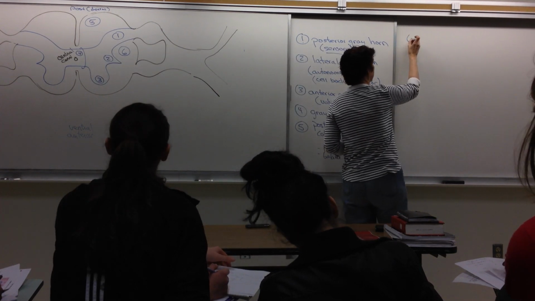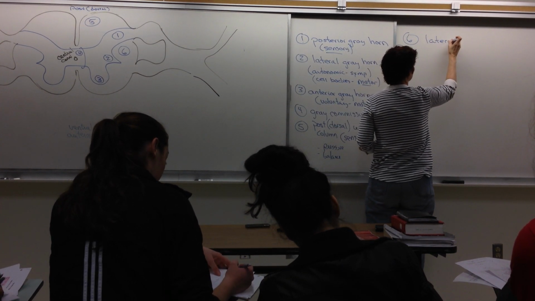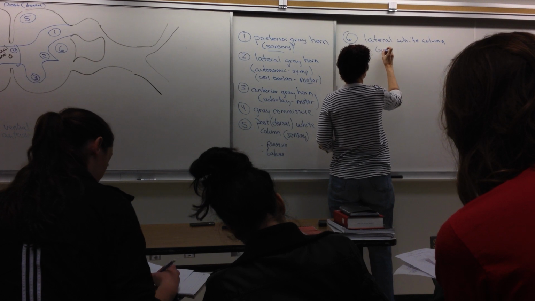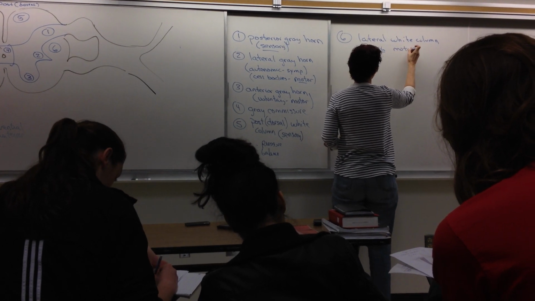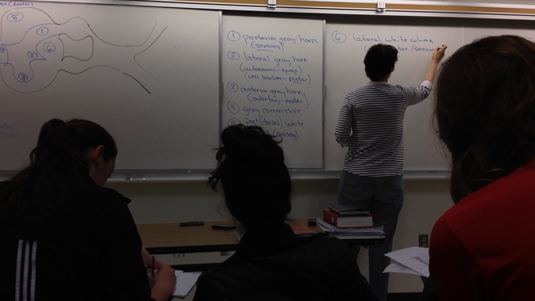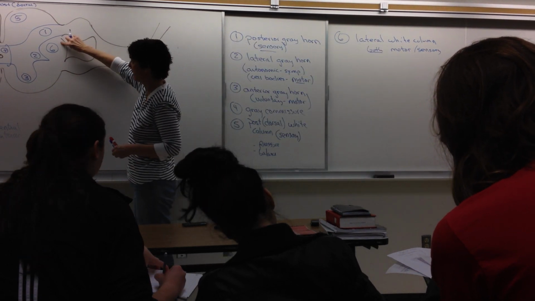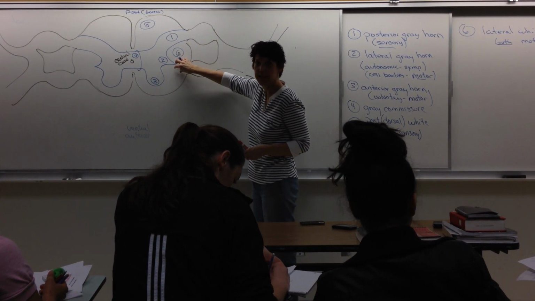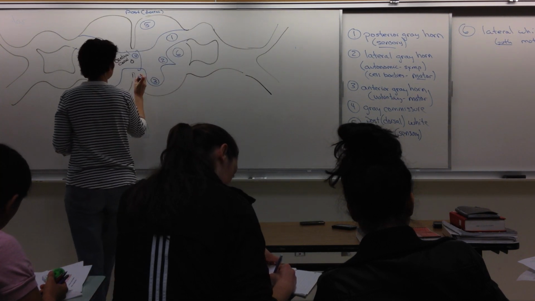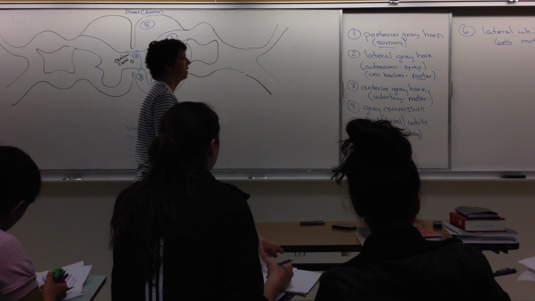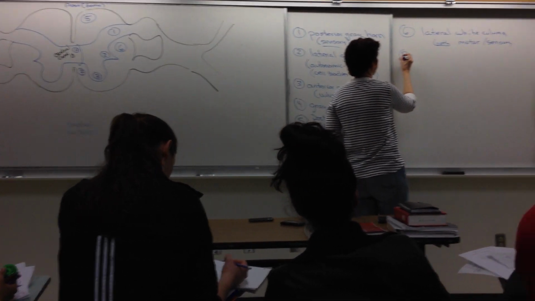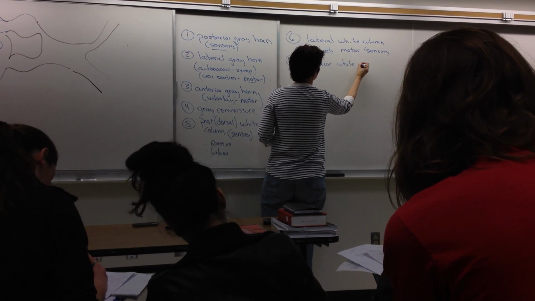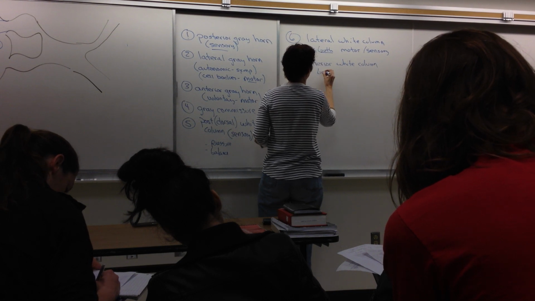Six is the lateral white column. And this is both motor and sensory. Again, distinct sensory tracts and motor tracts. So you would have a motor tract, a sensory tract right here, a motor tract right here. But you have distinct motor and distinct sensory tracts in that area. And then 7 is known as the anterior white column.